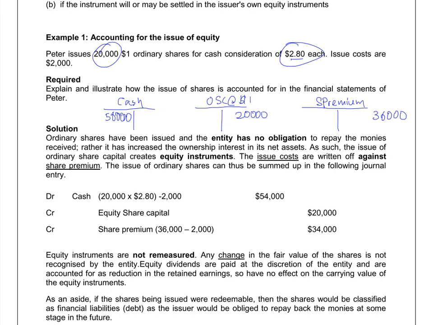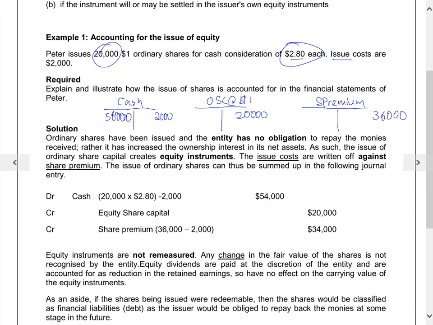Debit bank, credit ordinary, credit share premium 56. And during the issue, I actually incurred some issue cost of 2,000. So where do I charge this 2,000? Credit cash, because I pay for the issue cost. Where do I debit? Issue cost.